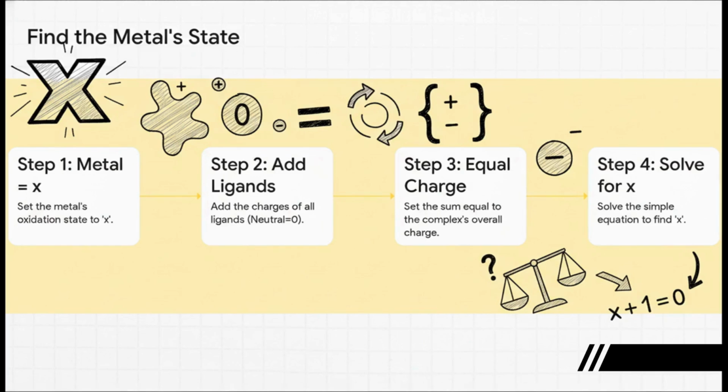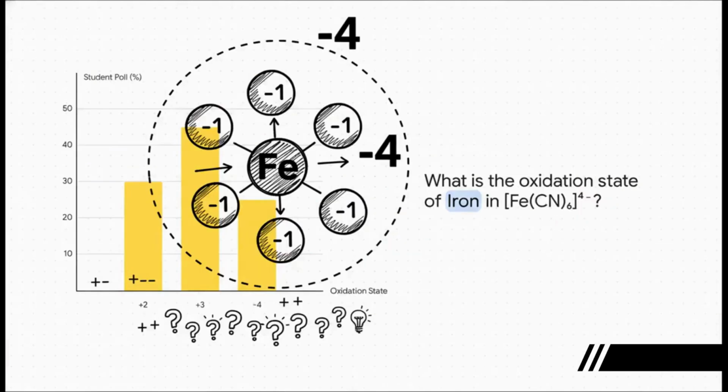Step 1, the metal's oxidation state, we're going to call it X. Step 2, add up the charges of all the ligands inside the bracket. And remember, neutral guys like ammonia are just 0. Step 3, set that whole sum equal to the overall charge of the complex. And step 4, just solve for X. That's it, every time. Okay, your turn.